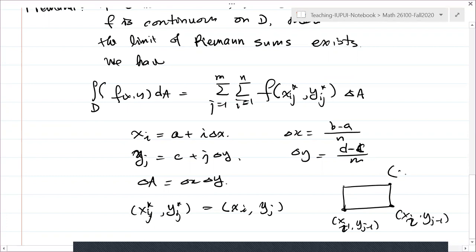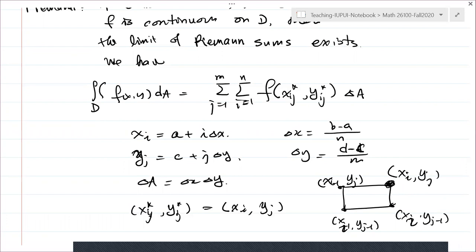And that will be xi, yj. That point will be xi minus 1, yj. So you have 4 vertices of the rectangle, and you can just choose one of them. We usually choose that point. It doesn't matter which point you choose, and it's guaranteed the limit exists.